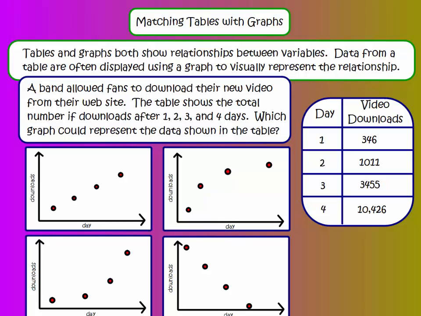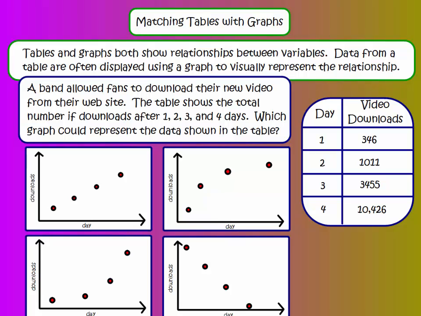So let's look at this question. A band allowed fans to download their new video from their website. The table shows the total number of downloads after 1, 2, 3, and 4 days. Which graph could represent the data shown in the table? So what we want to do is take a look at the information in this table. We want to start to correlate the information from the table to these graphs.